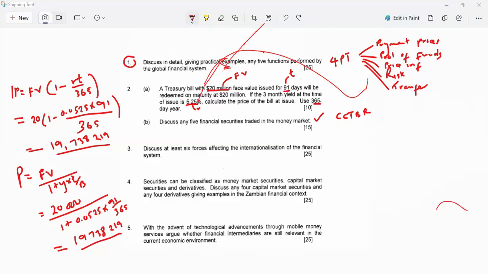And a repo, which is a repurchase agreement, is simply a short-term loan where one party sells a security, like a government bond, to another party with an agreement to say, I'll buy it back, but at a higher price, because they want to use the money immediately. The difference between the sale price and the repurchase price is where the interest is. That's why it's called a repo. It is a collateralized loan, and it is used by central banks to manage liquidity in the banking system.